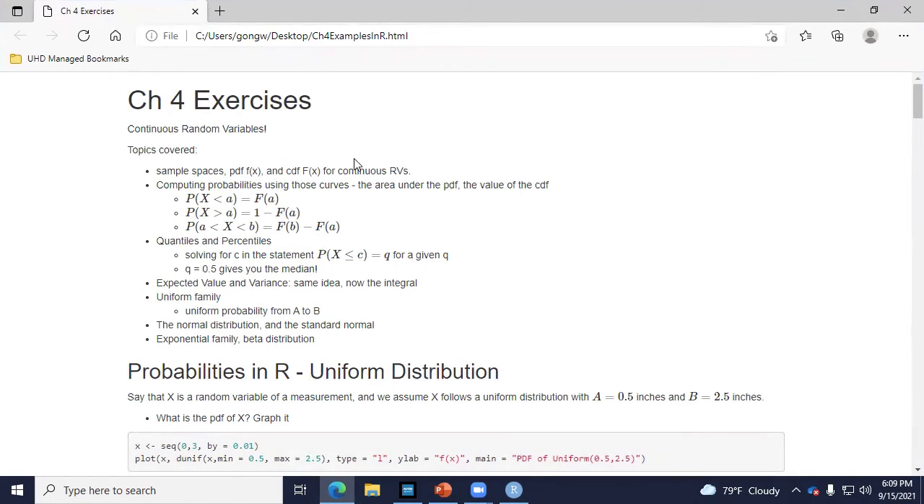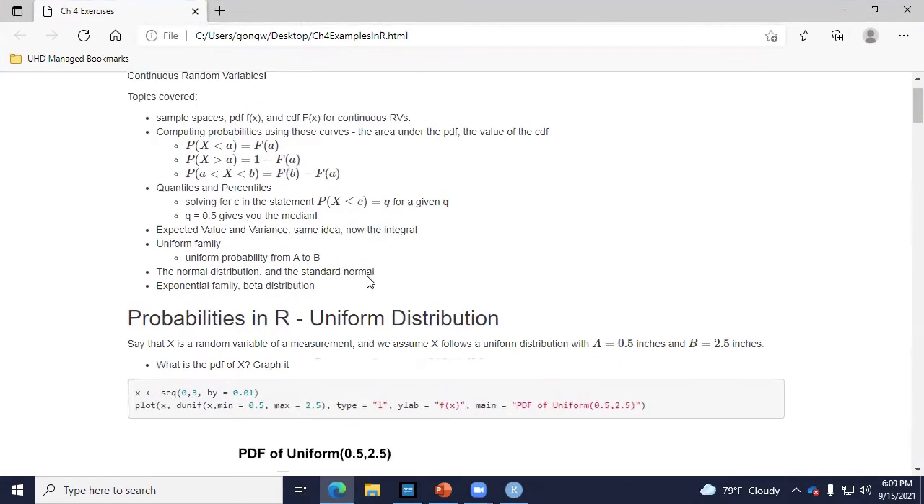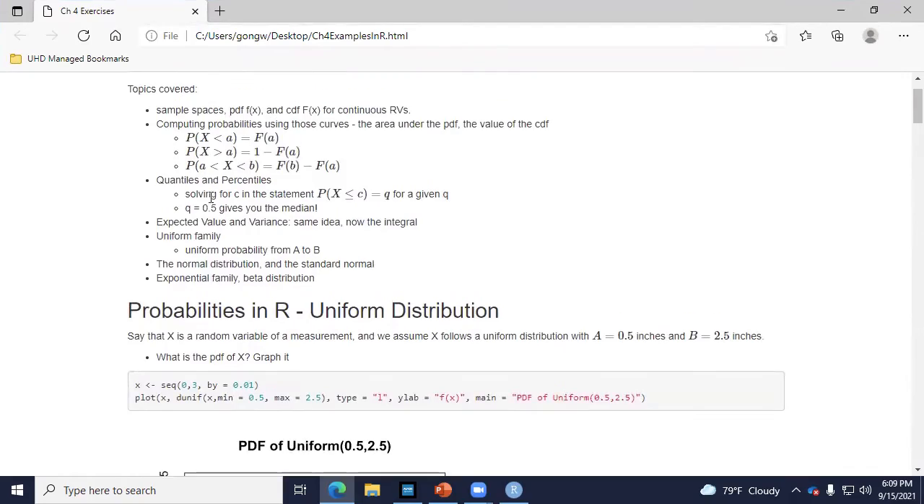I'm just using this R Markdown results to show you the material here. Also, we will talk about how we solve for this C which satisfies this statement for a given Q, and how we do the expected value. This is basically what we talked about in our lecture, right?